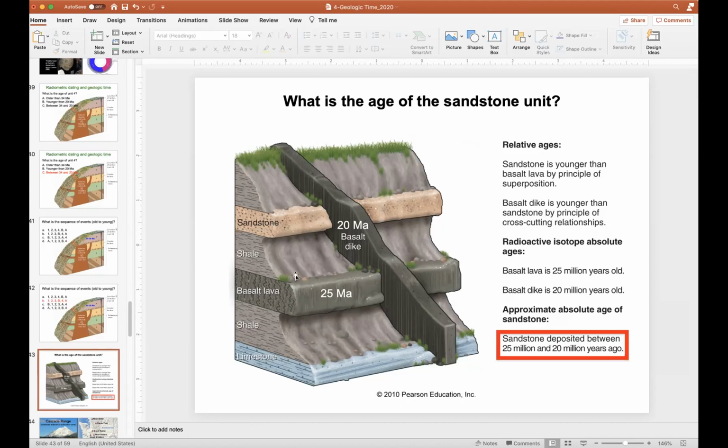Yes, exactly. So we can constrain, that word is used a lot in geology, constrain, like you know what's beneath it, you know what's above it. So the 25 million year old lava is older than these, and the 20 million year old lava is younger. So these have to be deposited within that 5 million year window. Geologic time scale wise, that's not a lot of time. But on a human scale, yeah, it's a whole bunch of time.